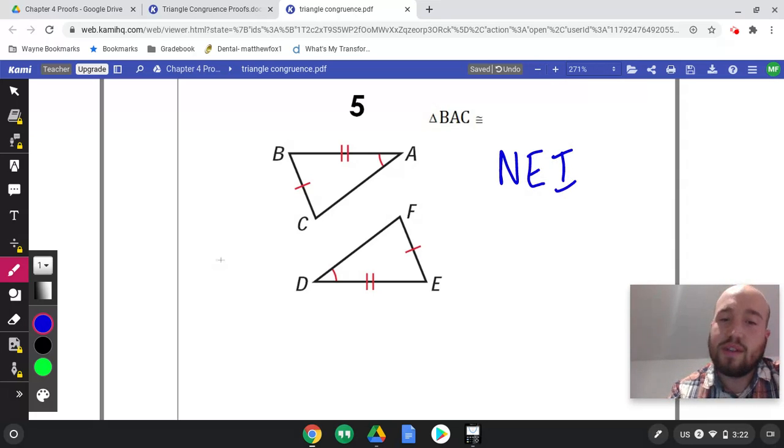Now, I know some of you might be tempted to say we can write a congruence statement, but we don't have enough information to know if any angles besides A and D are the same, so we are done.